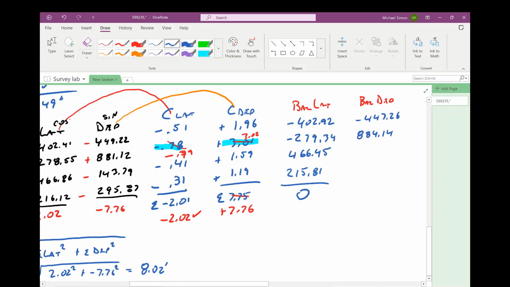447.26. Negative 143.79 plus 1.59. That's negative 142.20 and negative 295.87 plus 1.19. If you forget the negative sign, it will show up later. 142.2 plus 884.14, 447.26.